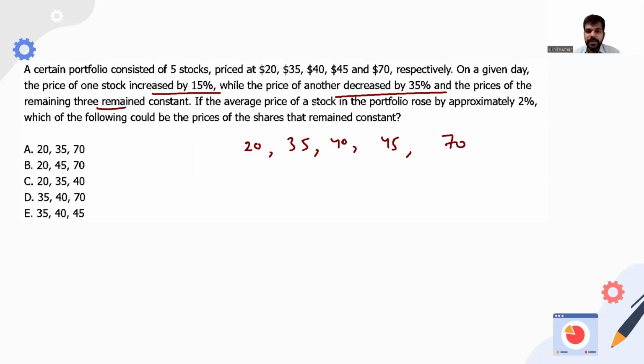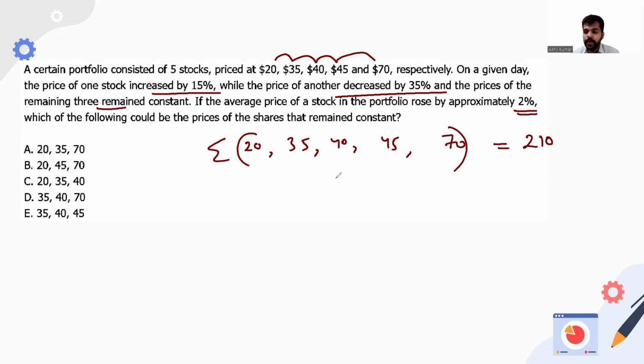After that, in the same question, it is also mentioned that approximately there is an increase of 2% in the overall price. So firstly, if I talk about the total price, 20 plus 35 plus 40 plus 45 plus 70, if we do the summation of the entire value, it will come out to be 210.